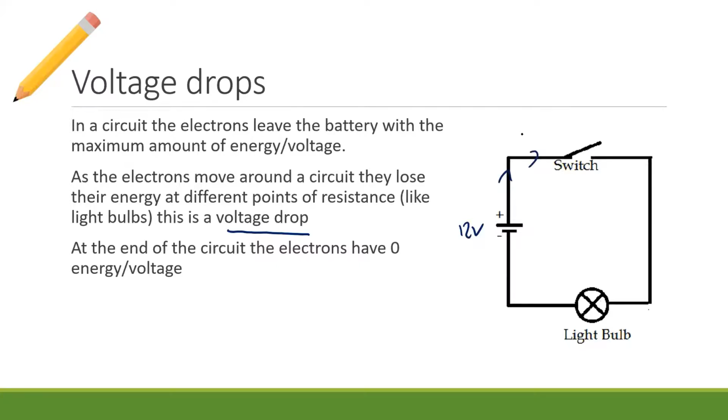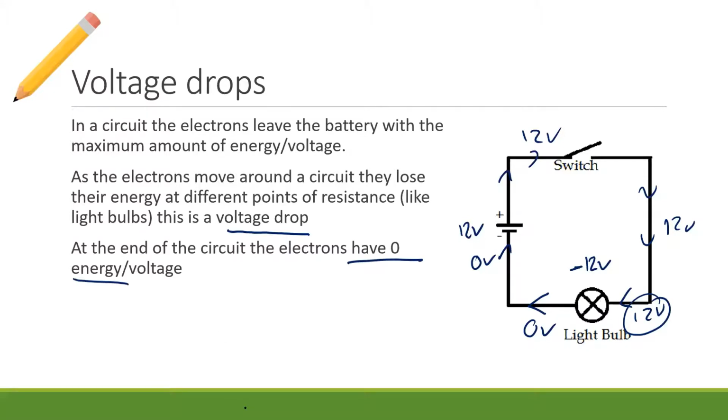As it goes around, it's got 12 volts here. It's got 12 volts here. When it gets to this circuit, it's going to go from 12 volts down to 0 volts. It's going to lose its energy. It's going to drop its energy at the light bulb. It's going to drop 12 volts. Okay? And then, of course, when it comes back up to the battery, it's going to come up with 0 volts, the lowest. At the end of the circuit, the electrons have 0 energy or 0 volts.